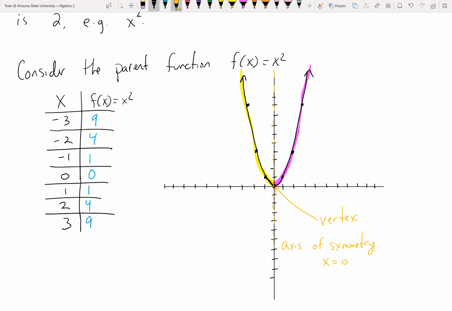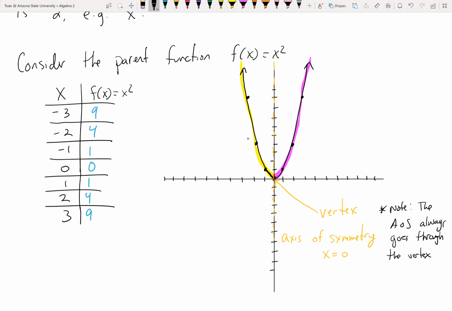One important idea when it comes to the vertex and the axis of symmetry: please note the axis of symmetry, which I'll abbreviate as AOS, always goes through the vertex. That's a pretty neat fact, because if you know the vertex, you automatically know the axis of symmetry. It's just the x value. And vice versa. If you know the axis of symmetry, you automatically know the x coordinate of the vertex.